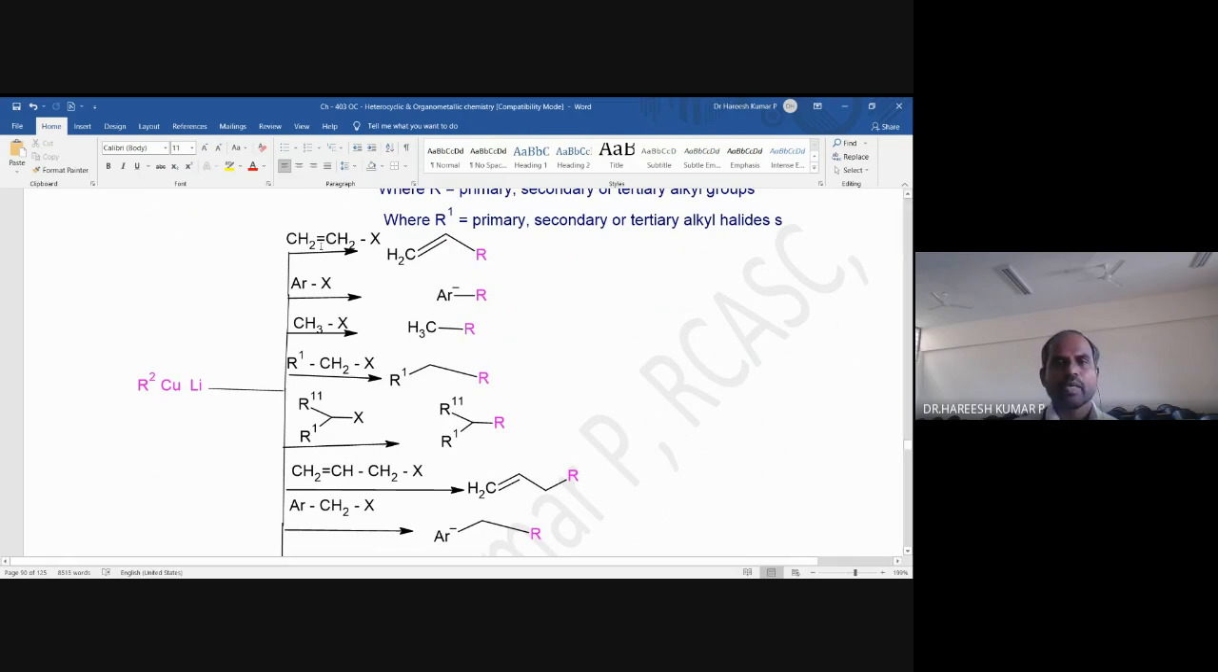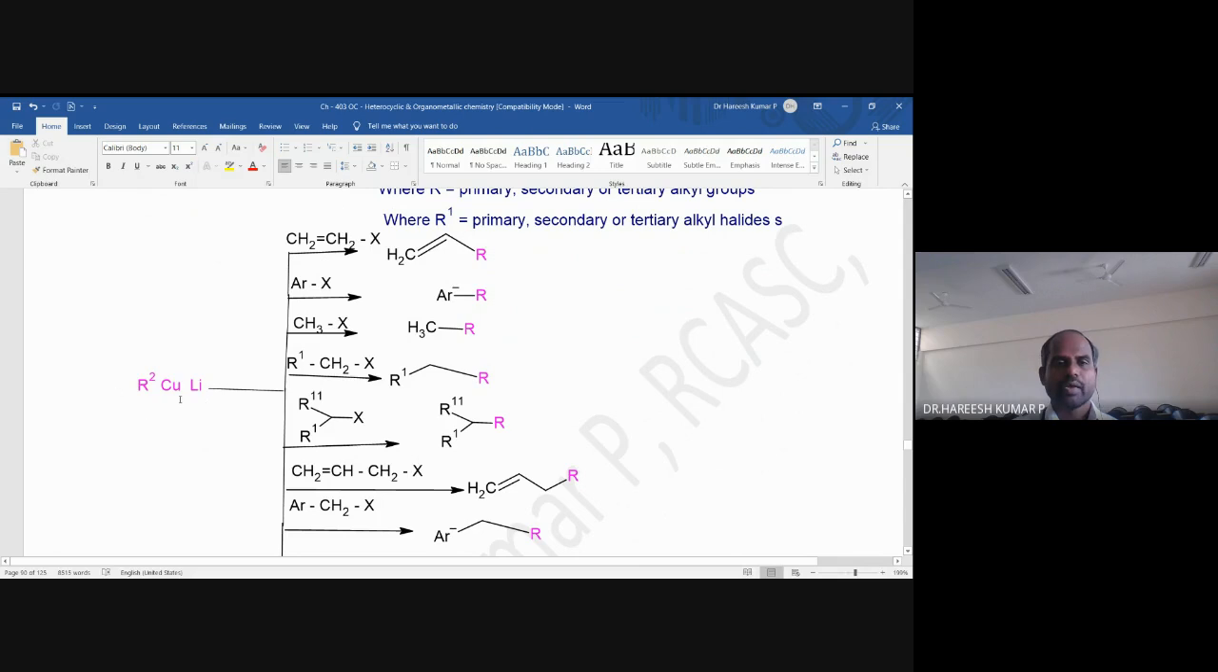Okay, so what it means is this nucleophilic nature of the copper-attached alkyl group attacks this carbon and X goes out. So that means this is the product obtained. The R attached to the copper replaces the halide present in the vinyl halide, thereby giving a substituted product.